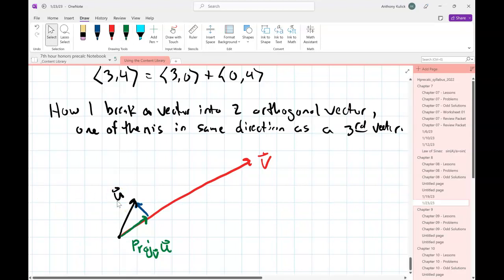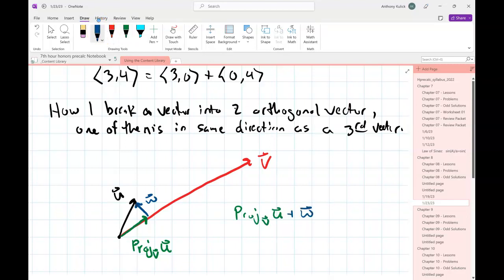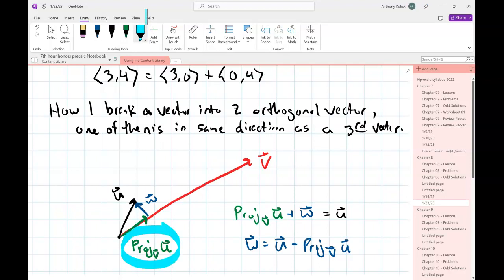I'm going to call this blue vector w. And here's the beautiful part: if we know how to calculate this projection, and we are given already our vector u, I can find w just by subtracting the projection of u onto v from both sides to get w. So what we're really left with is how to calculate this.